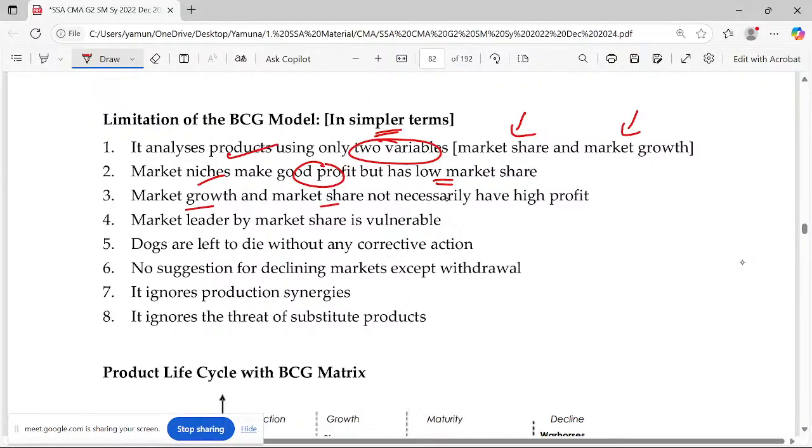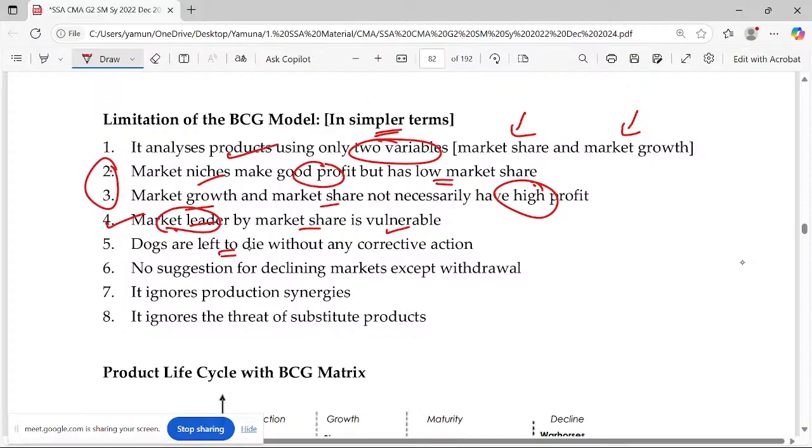Market growth and market share do not necessarily mean high profit. More or less the same point. Market leader by market share, you cannot say it's the right definition. Who do you call a market leader? Obviously, if you have the market share, you're the market leader, but it's not always the same position. And dogs are left to die. It will not take any correction. You see, it's a dog.